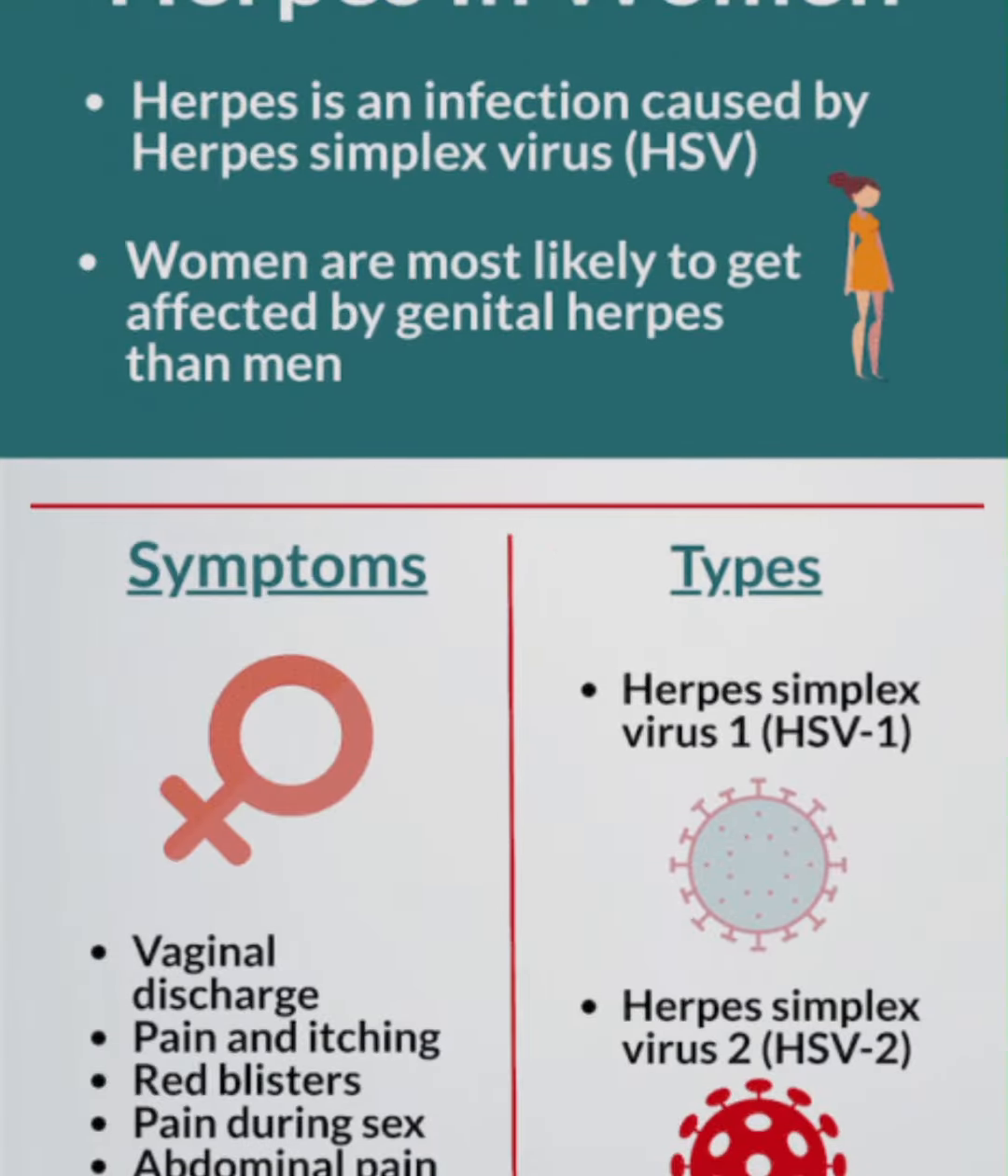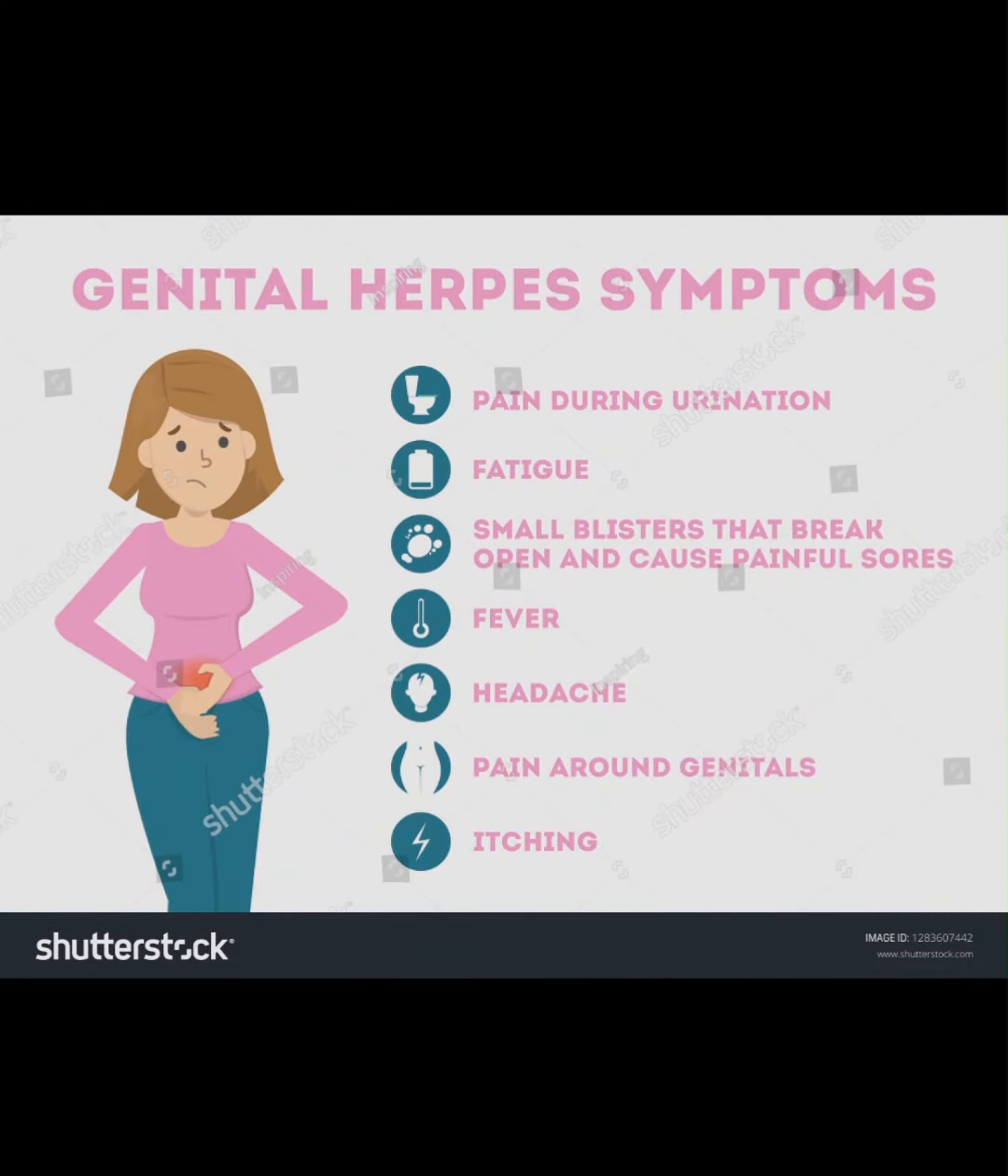This all takes 3 weeks to complete, and it is associated with inguinal lymphadenopathy and other constitutional symptoms like fever, malaise, burning, itching, etc. First episodes are usually severe compared to the recurrent episodes, that means the primary herpes, the first episode, will be severe, whereas the recurrent episodes are less severe.